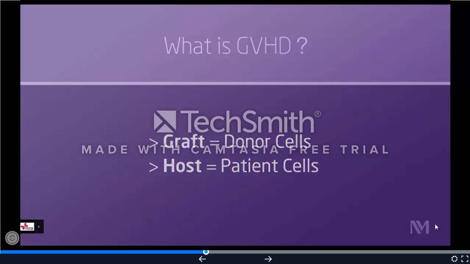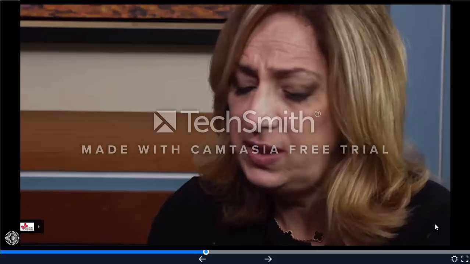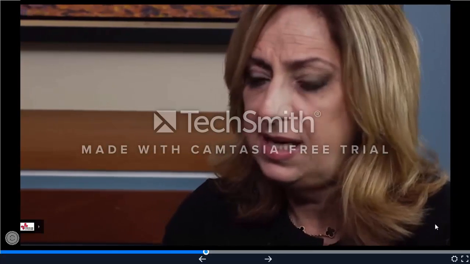After the donor cells find their way and grow in the host, or the patient, they can start attacking the host in places that it shouldn't be attacking. I was aware that GVHD may happen. I didn't know exactly what could happen to me. That's why I was watching closely to all the new symptoms that I was developing.